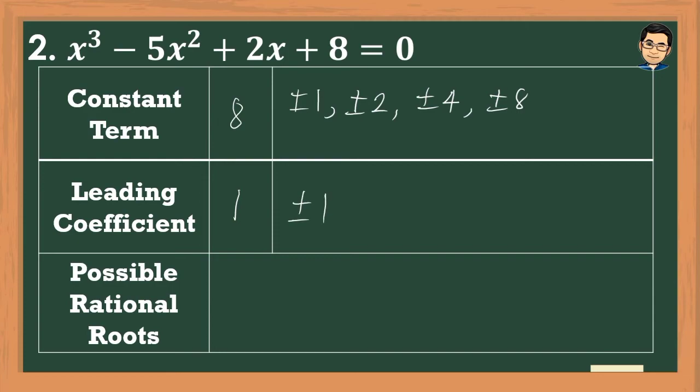Okay, and then the possible rational roots. So, yung constant term, di-divide natin sa leading coefficient. So, yung mga factors ng constant term and leading coefficient, pag-divide natin sila. So, P over Q. So, since 1 lang yung leading coefficients natin, lahat ng factors ng constant term, possible rational roots.